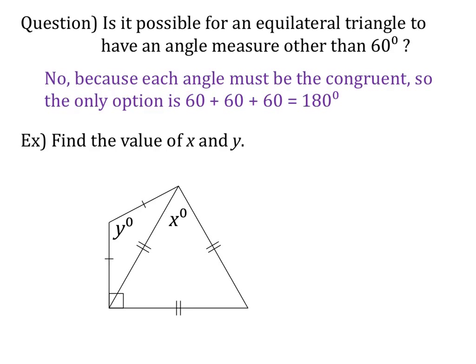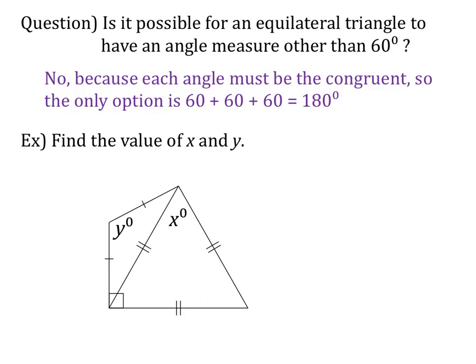Now let's look at an example. Find the value of x and y. So if we look at the picture, hopefully a few things pop out to us. We should see this right angle right here, so we know that's a 90-degree angle. Hopefully we see that we have these two congruent sides, which means this side triangle is isosceles. And then the larger triangle has three congruent sides. So that means all three sides are congruent, so all three angles are congruent. So we have an equilateral triangle.